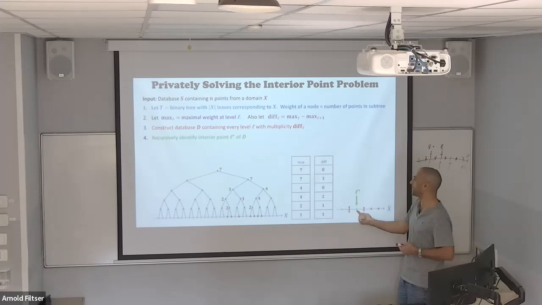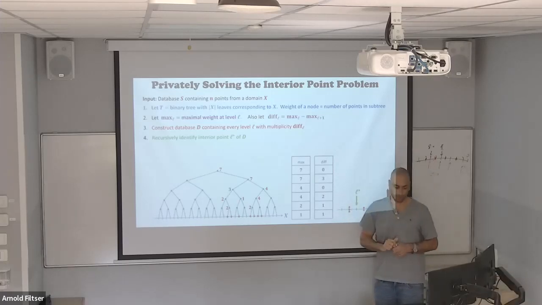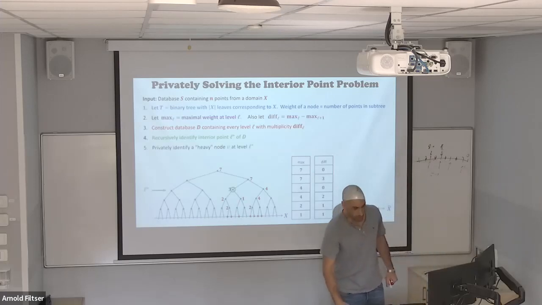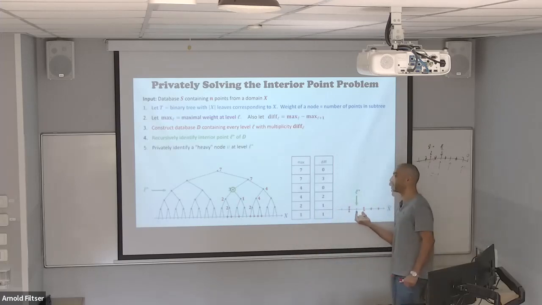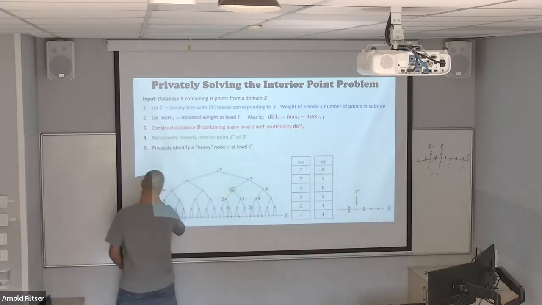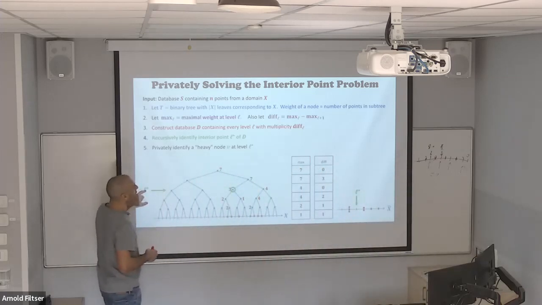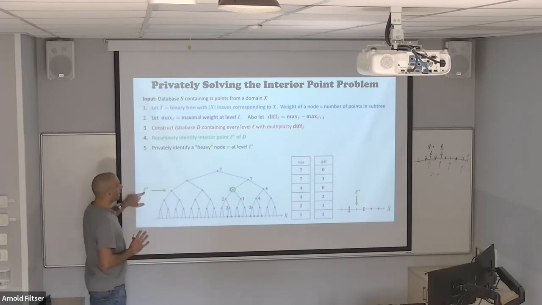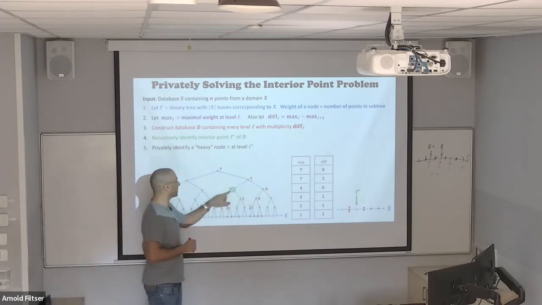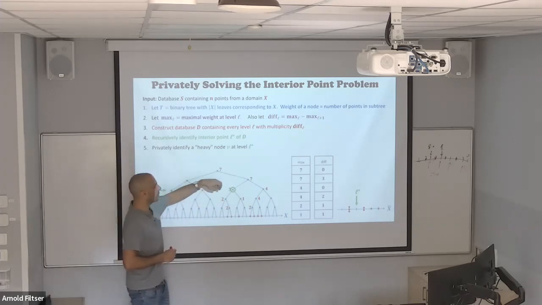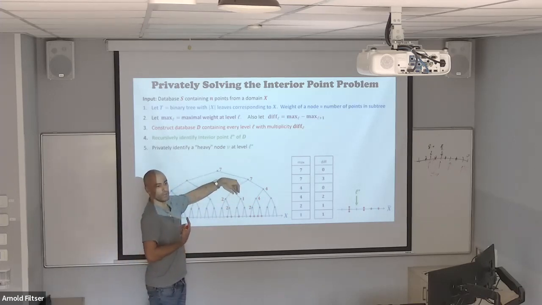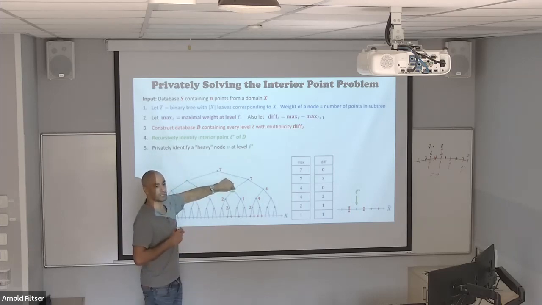So let's say that by induction, I solved the problem on the smaller domain and got that point here as my interior point for this data set from the smaller domain. What do I do? I go back to my tree. An interior point here translates to a level in this tree. And then I look at this level and I privately find a heavy node, as heavy as I can, hopefully, in this layer. So that's something that I'm skipping. You just have to trust me on it.